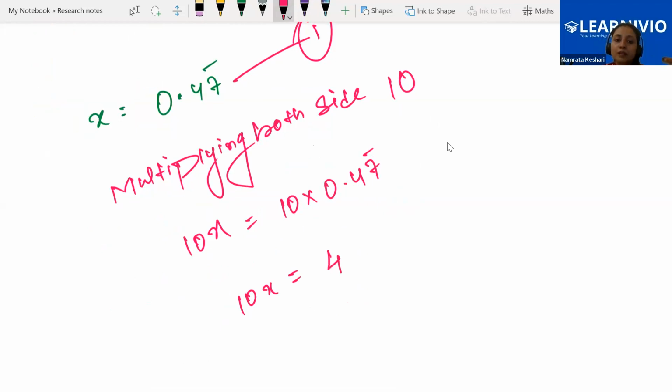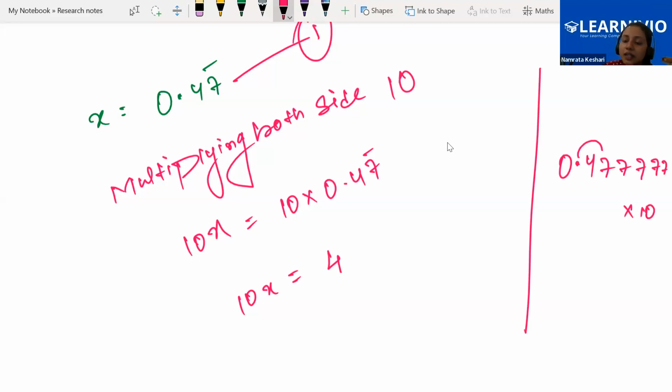4.7 bar. Yes, one will come over here. If you want to elaborate it, write it like this: 0.4777777. If we multiply it by 10, it will come like this, and it will be 4.7 bar. Any confusion, Ayan and Sarah? No, ma'am. Okay, this is our equation number 2.